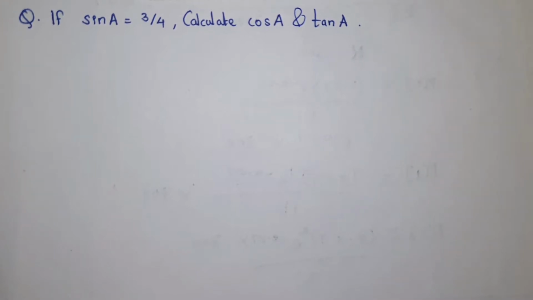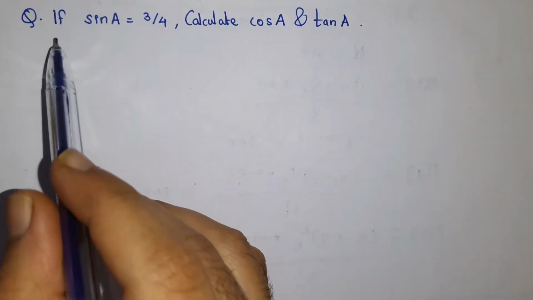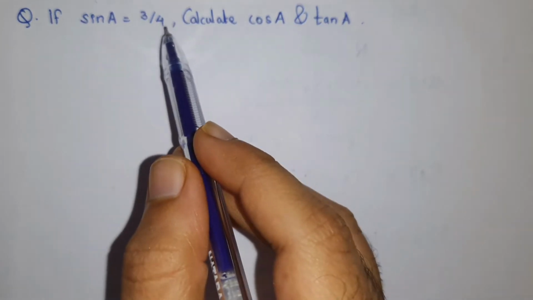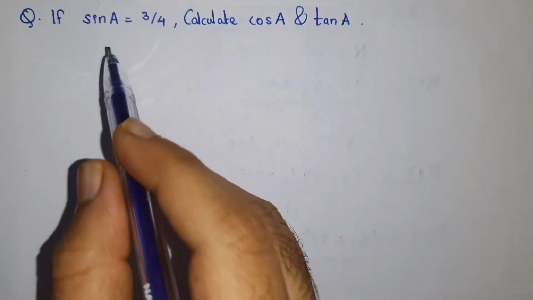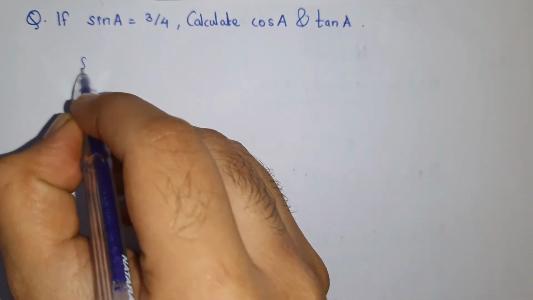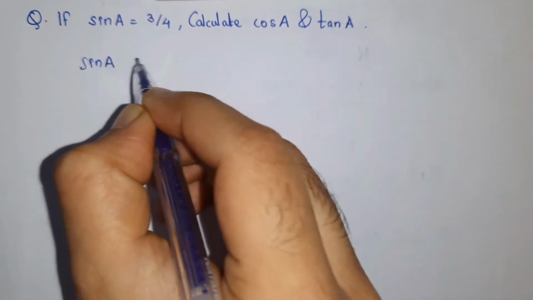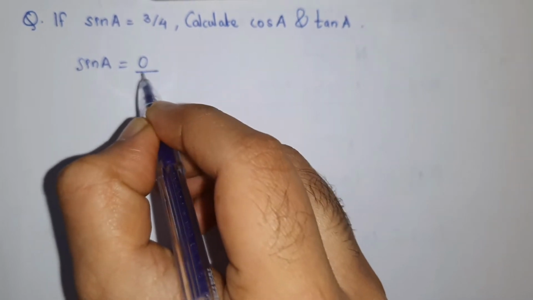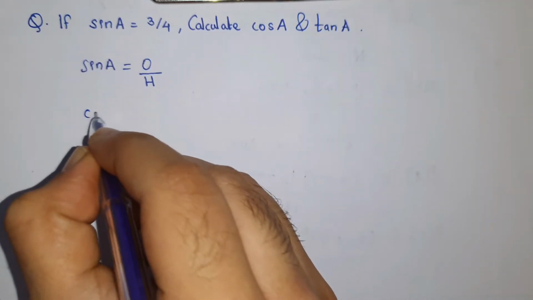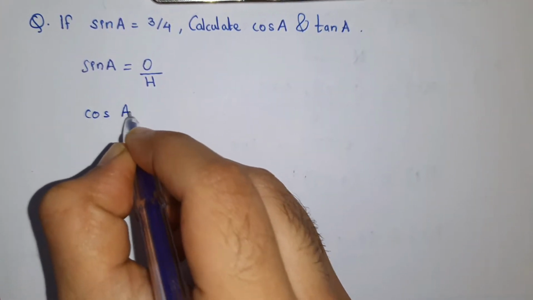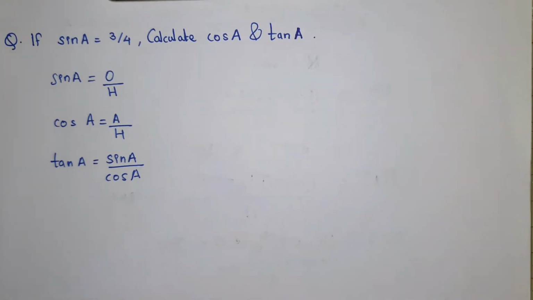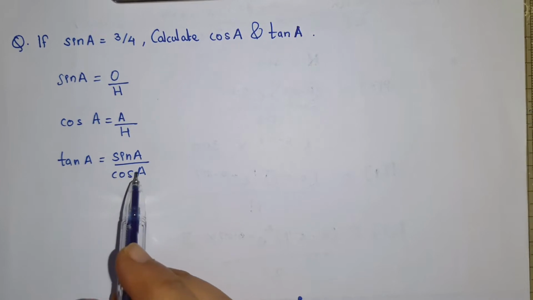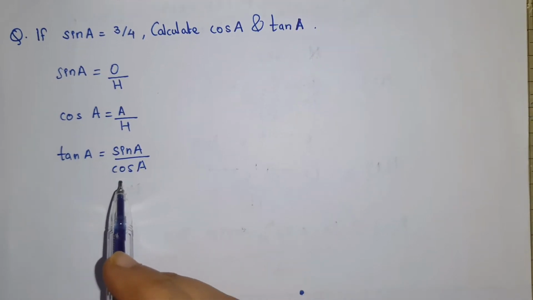Now in this lecture we are going to see this sum. If sin A is equal to 3 by 4, calculate cos A and tan A. Here sin theta, that is sin A, is equal to opposite upon hypotenuse. Cos of A is equal to adjacent upon hypotenuse. Similarly, tan of A is equal to sin of A upon cos of A.